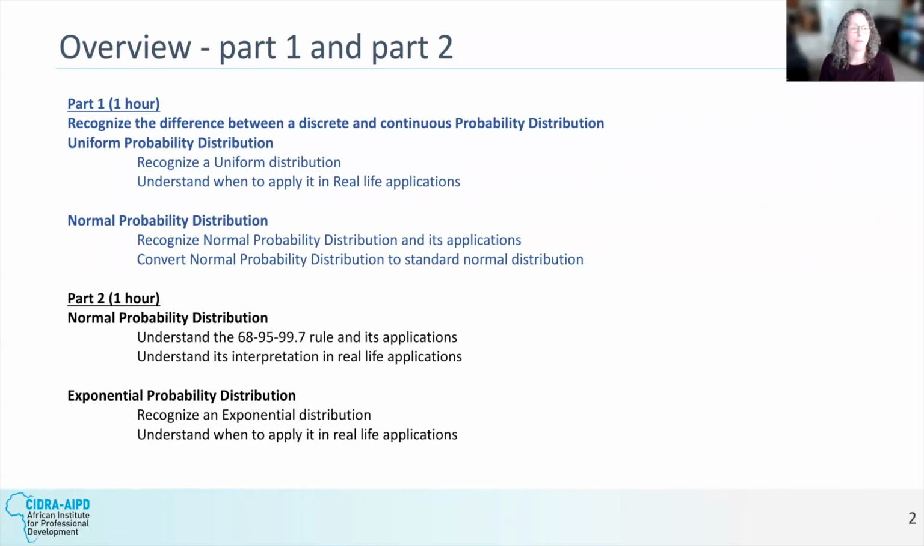For this module number 5, we are going to be looking into recognizing the difference between a discrete and a continuous probability distribution. I know you saw a little bit about that before in an earlier module. We'll then be looking at the uniform probability distribution, how to recognize it and applying it in real life applications. And also we will be looking at the normal probability distribution, how to recognize it, its applications, and how to convert it to a standard normal distribution.